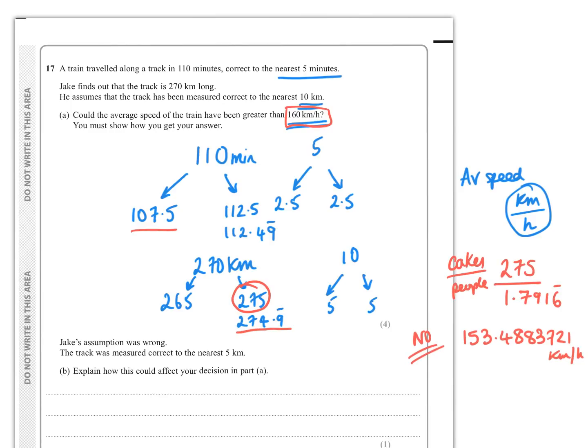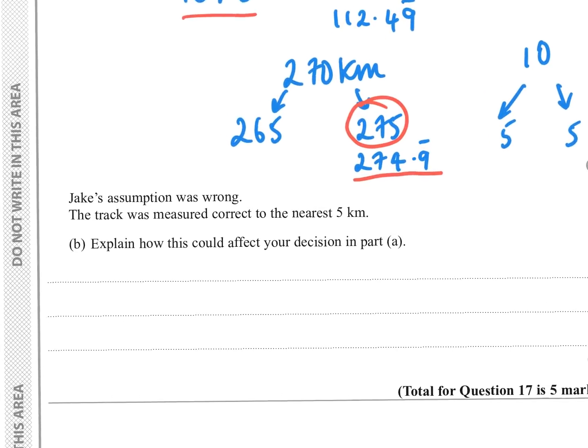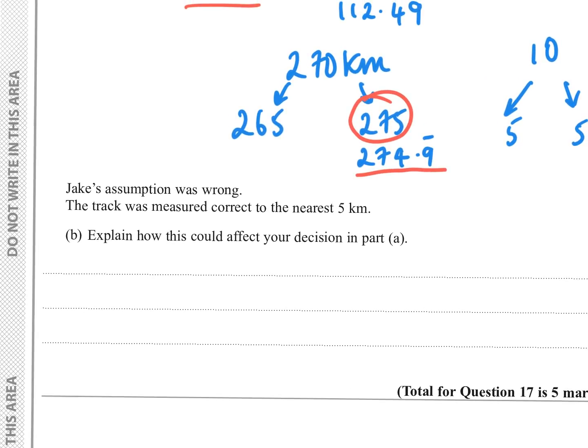Okay, so that's that first part done. For the next part, it says Jake's assumption was wrong. The track was measured correct to the nearest 5 kilometres. Explain how this could affect your decision in part A. Well, let's have a look.